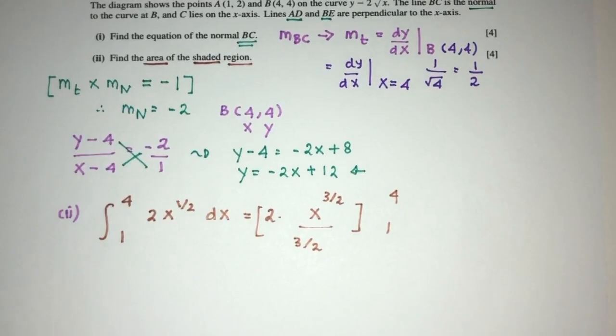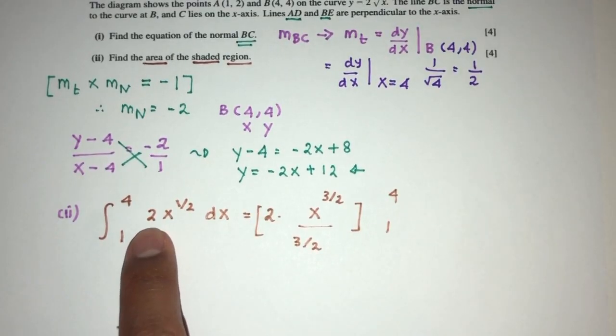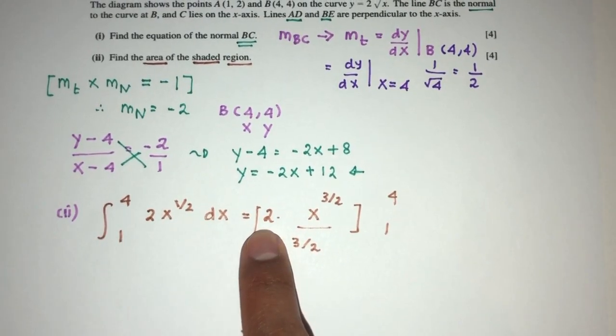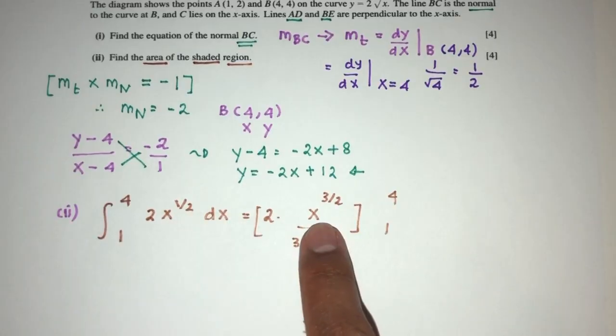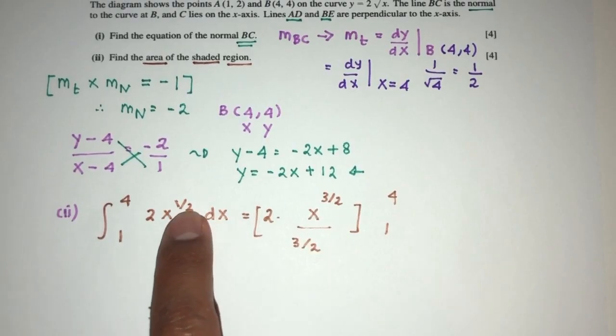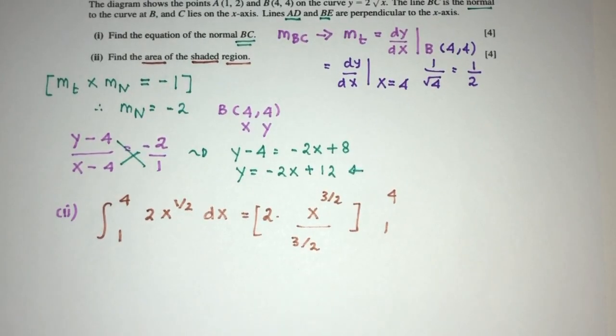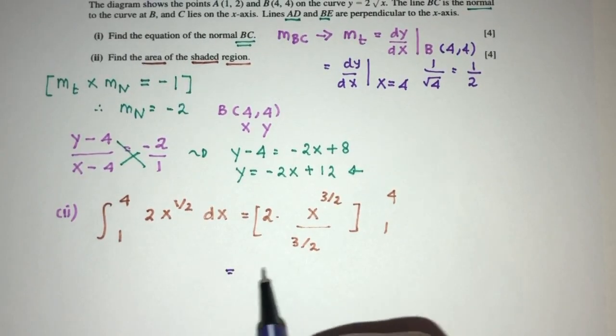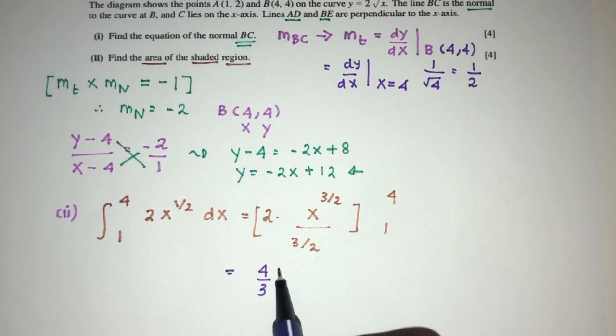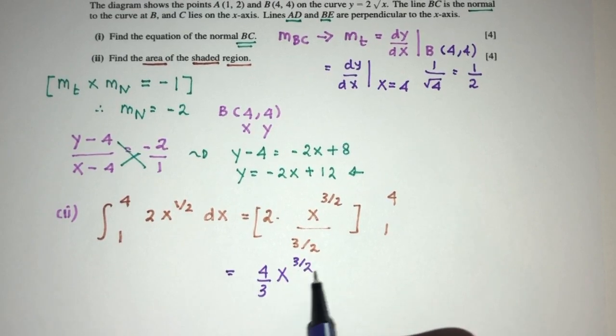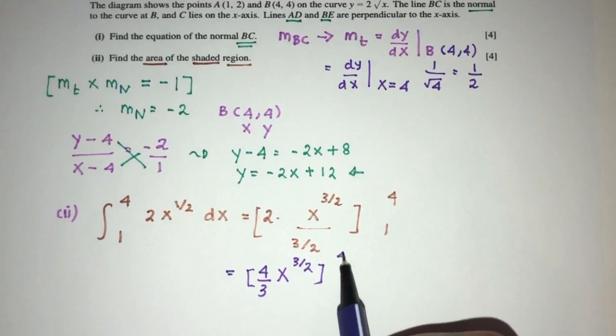So again, step by step, 2 is only a multiple, so we just take this outside. Right. Then we have to add 1 to the power. So x power half, for half add 1 will be 3 over 2. Then we have to divide by the same power, which is 3 over 2. Now simplify, that will become what? 4 over 3, x power 3 over 2 between 4, 1.